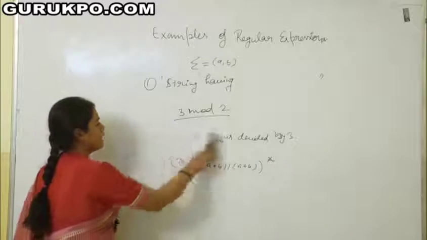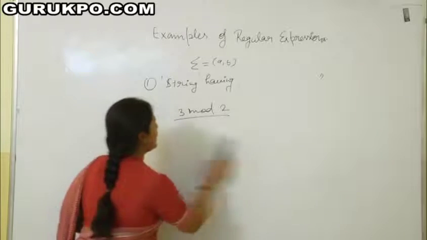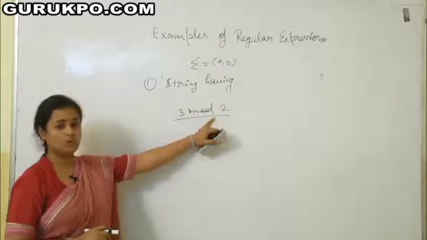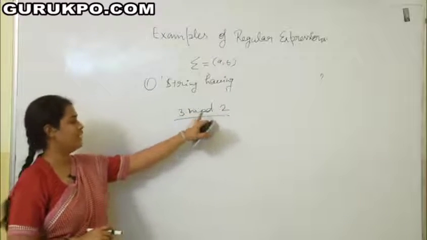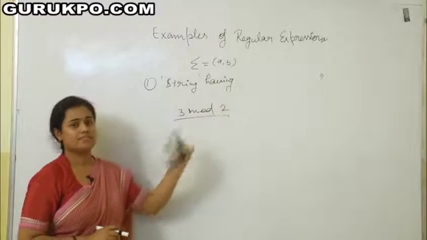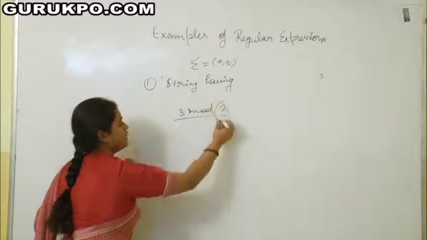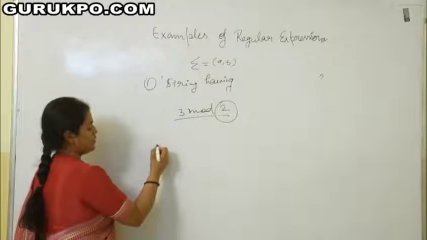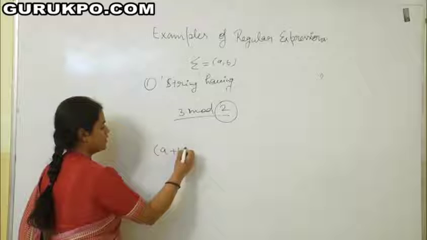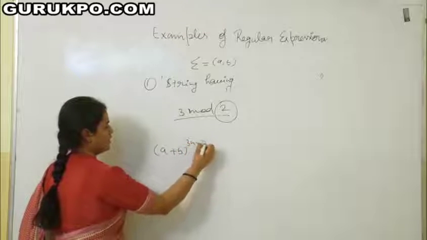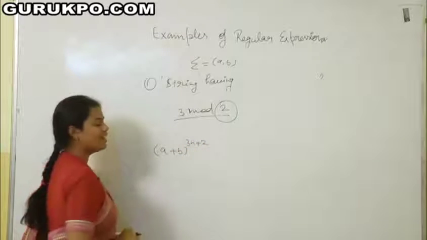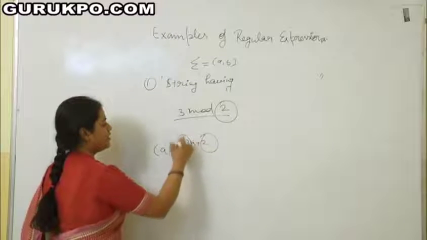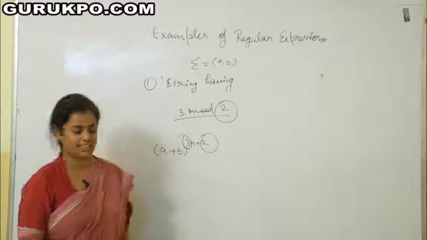Now suppose you have to write a regular expression for the strings with length 3 mod 2. When we divide it by 3, it will leave the remainder 2. 3 mod 3, 3 mod 2. Then for writing this regular expression, what we need to do is 3n plus 2. You can write it like this. When we divide, 2 will be the remainder and the rest will definitely be divisible by 3.